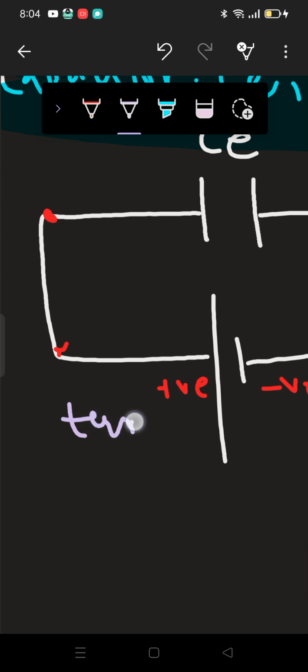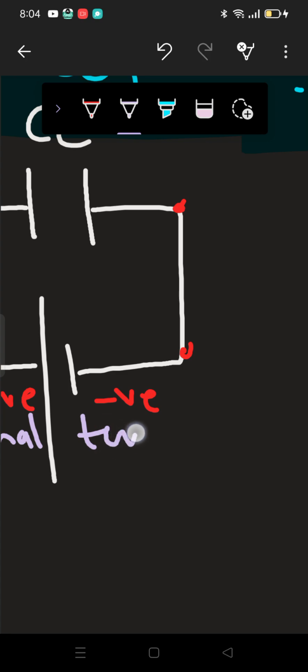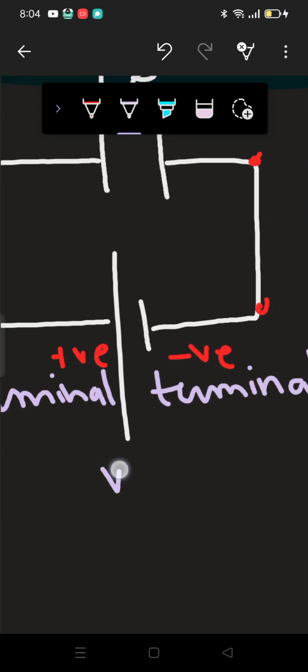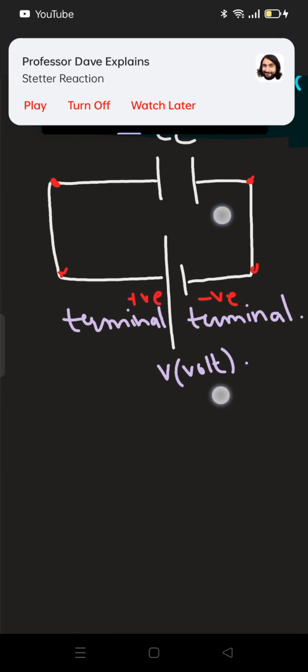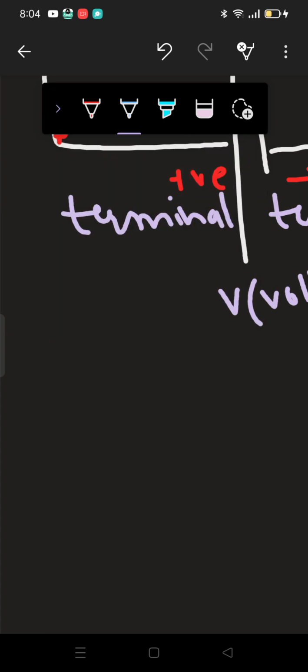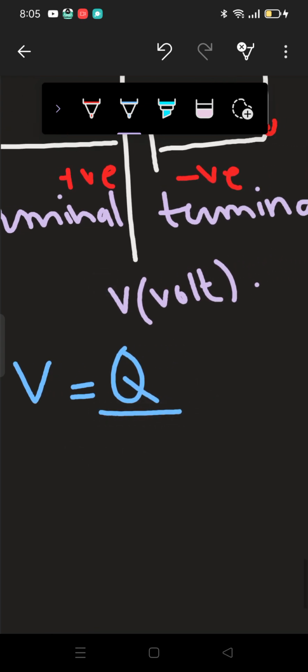This is the positive terminal, and this is the negative terminal, and here we have provided potential difference V volt. So how are we going to write the potential difference now? Since they are going to store the same charge and the same potential difference, because we have replaced all those capacitors with an equivalent capacitor, our V would be equal to Q per unit CE.